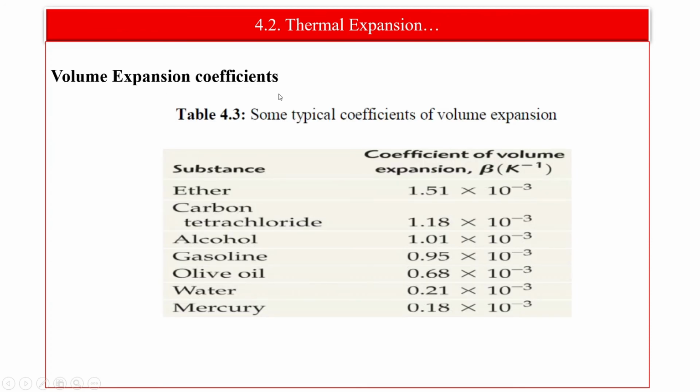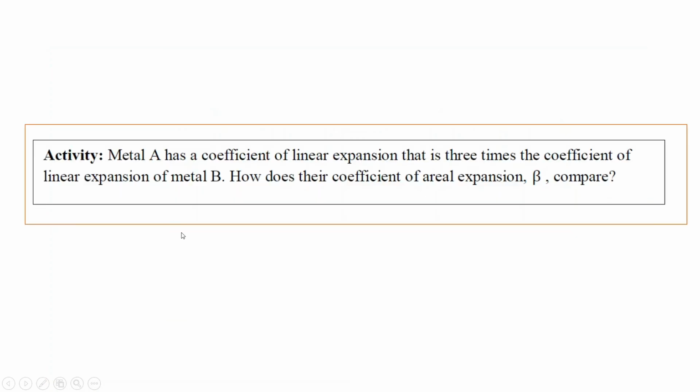For the typical coefficients of volume expansion, we have different results like ether, carbon tetrachloride, alcohol, gasoline. All these are written here, for example, for ether it is 1.51 times 10 raised to minus 3. For carbon tetrachloride, it's 1.18 times 10 raised to minus 3. So you can use these whenever you solve different equations.